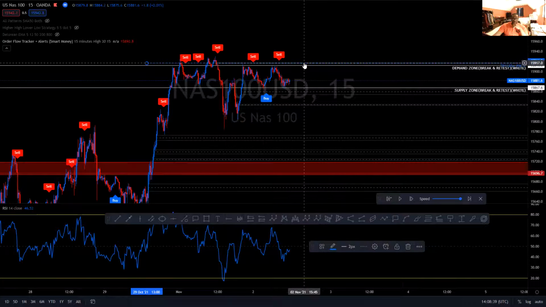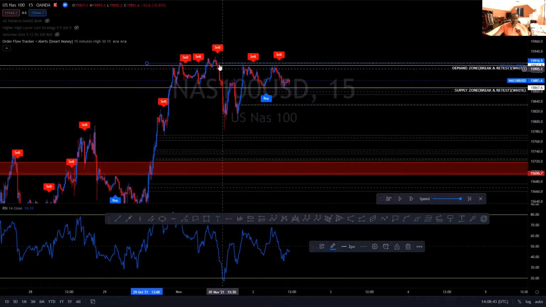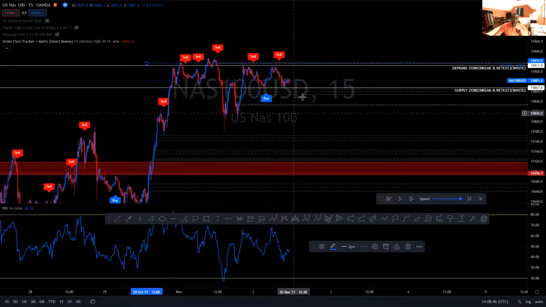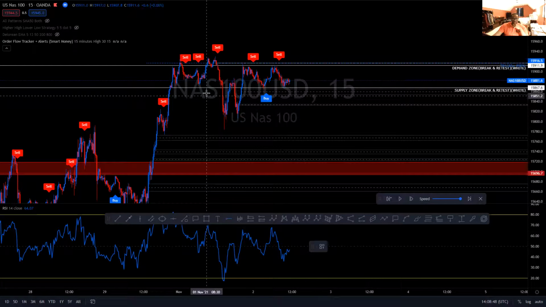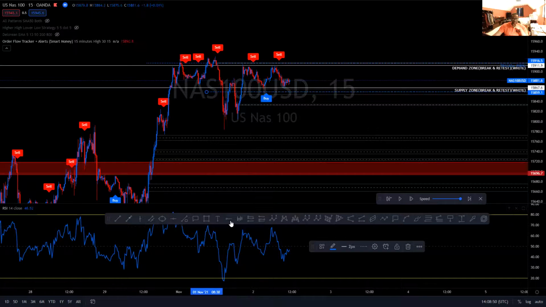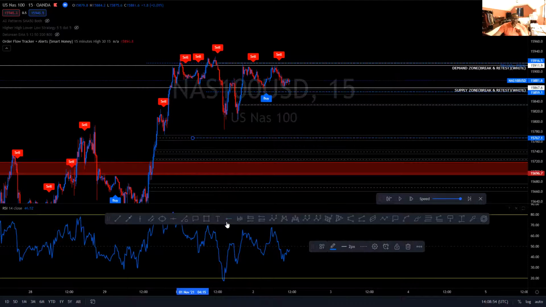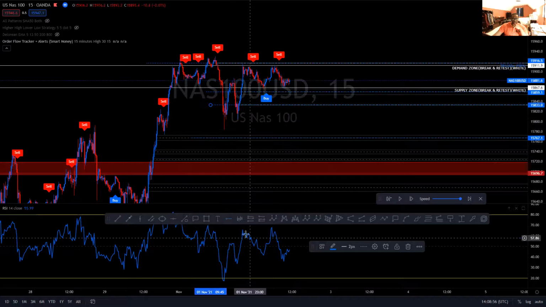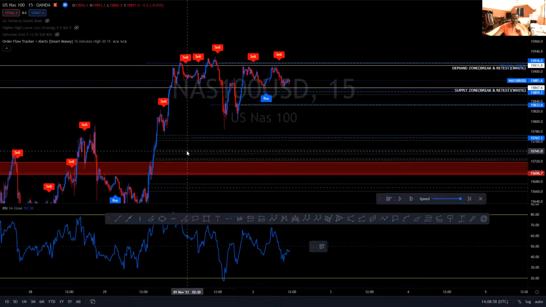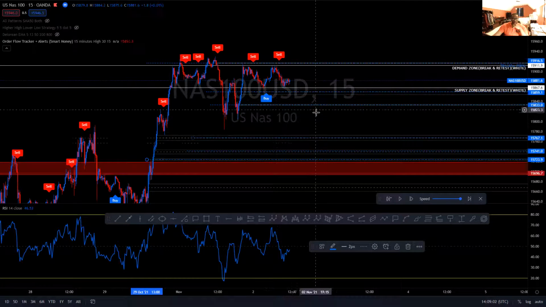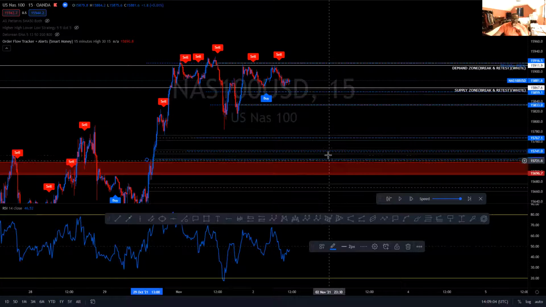So there was an imbalance here, which was probably produced from this imbalance candle. There was an imbalance here, and there's an imbalance down here as well. I also missed another one. Imbalance here, imbalance here. So then I know that one way or another, these imbalances are going to have to be filled.